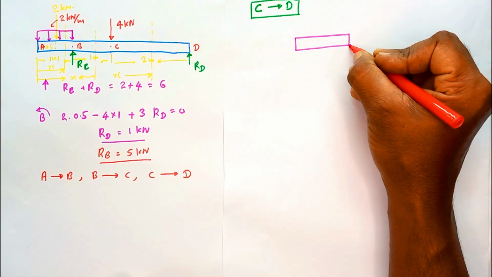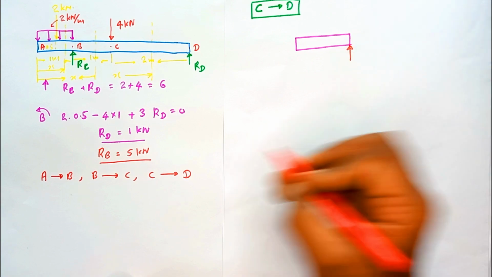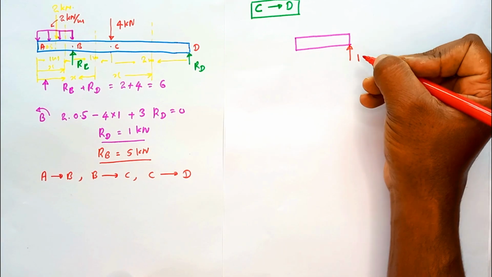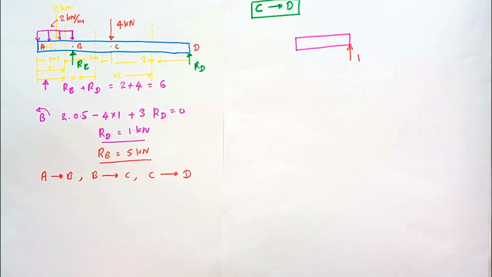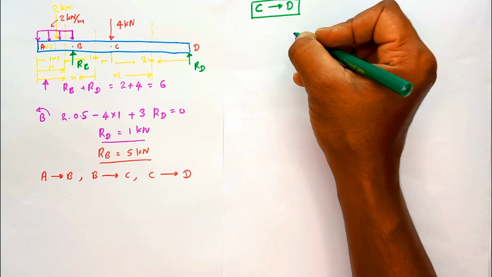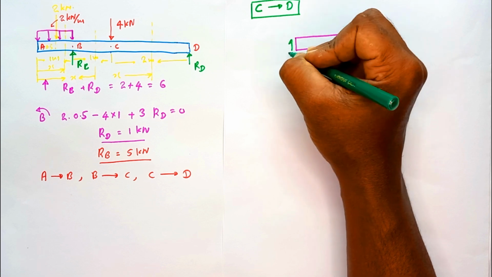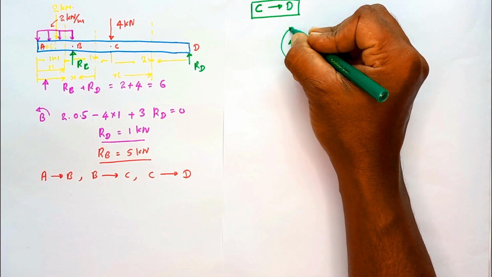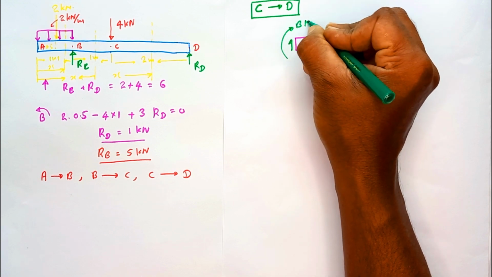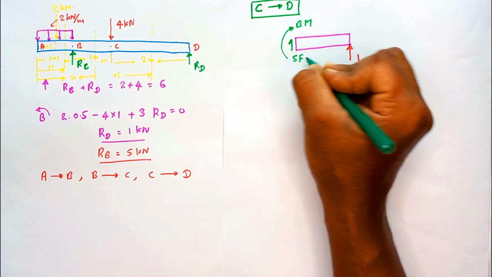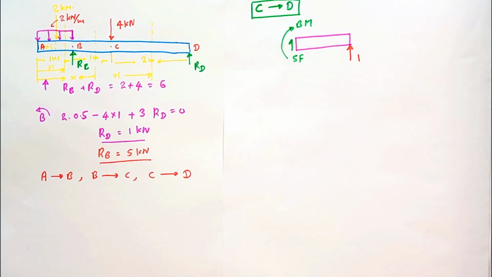The support reaction RD, the 1 kilonewton. Then a shear force and the bending moment that you have to mark in this way, because this is the right hand side face, and the bending moment in this way, bending moment and the shear force. So then we are ready to write the equilibrium equations.